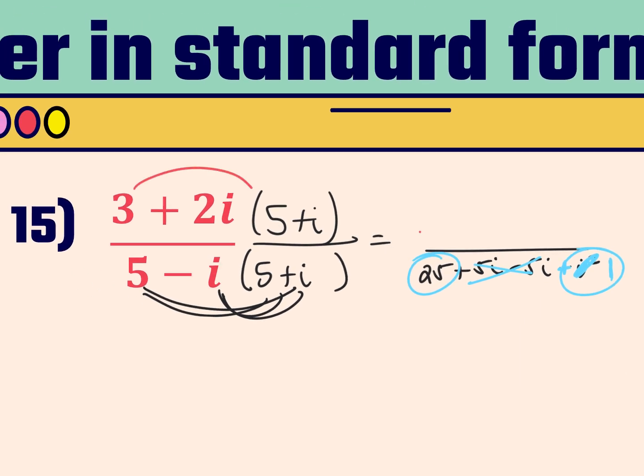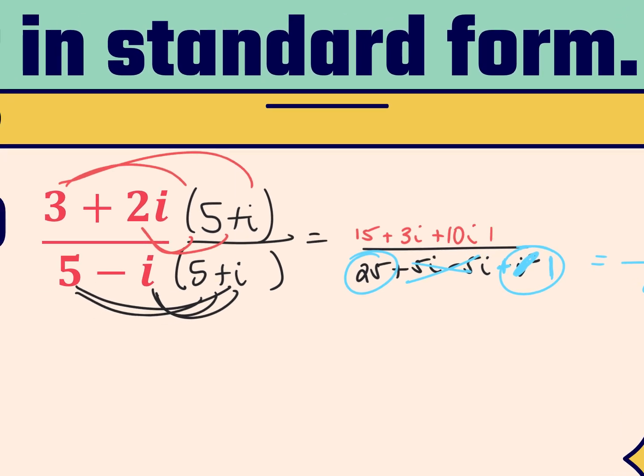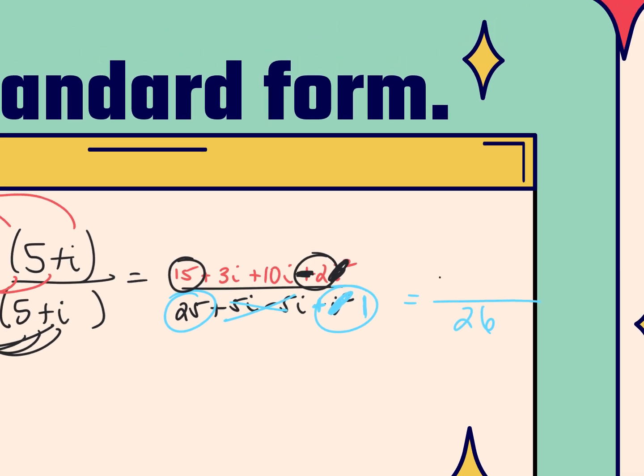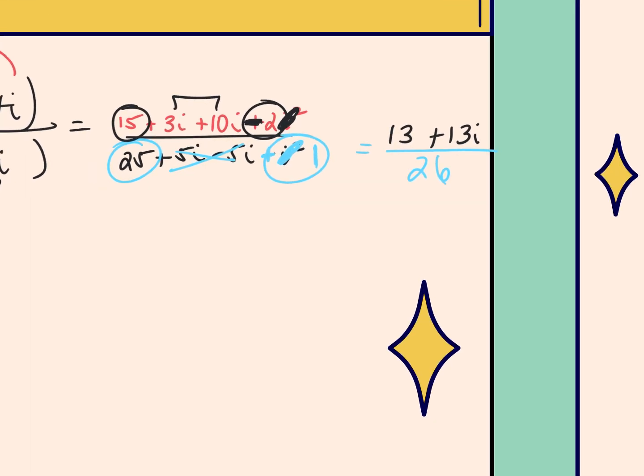Now simplify the numerator. 3 times 5 is 15. 3 times i is plus 3i. 2i times 5, plus 10i. Excuse me. 2i times i, plus 2i squared. As soon as I see that i squared, what do I do? Cross it off and change the sign. Okay, so real goes with real. What's 15 minus 2? 13. Oh, that doesn't look like a 3. 13, good. And then positive 3i and a positive 10i. Plus 13i.